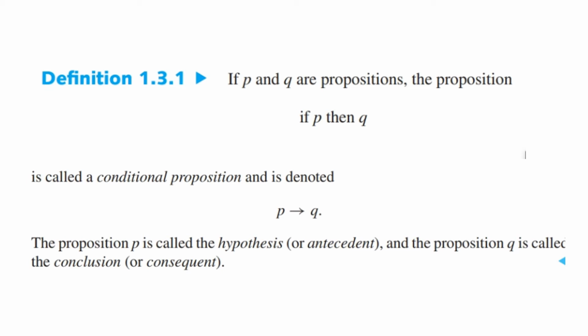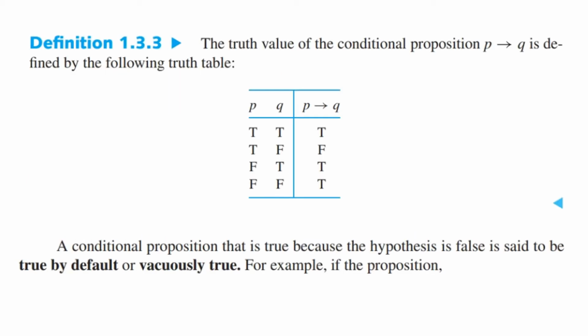Let's continue then. If P and Q are propositions, the proposition if P then Q is called a conditional proposition and is denoted by P with an arrow going to the Q. The proposition P is called the hypothesis, or sometimes called the antecedent, and the proposition Q is called the conclusion or consequent. And this is the definition of the truth value of the proposition if P then Q. And the only time it's false is if you have a true implying a false.